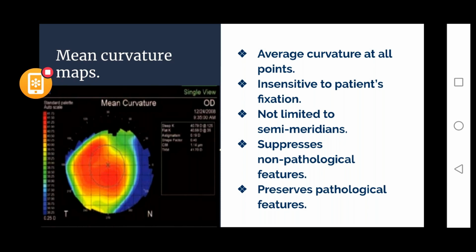But suppose you're using a machine known as a Pentacam or an Eye Tracy; in Eye Tracy especially, they write the angle kappa.